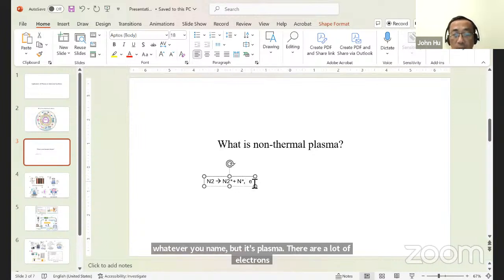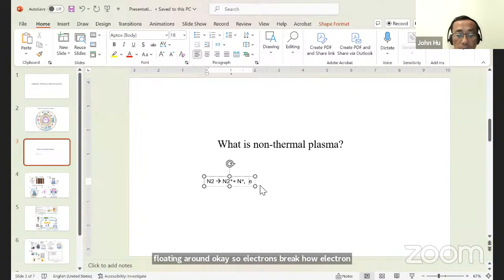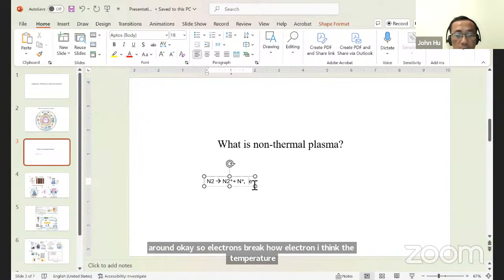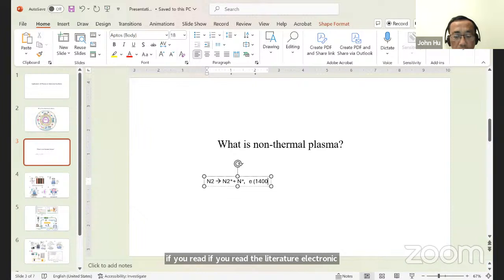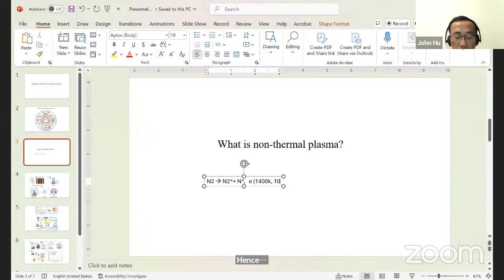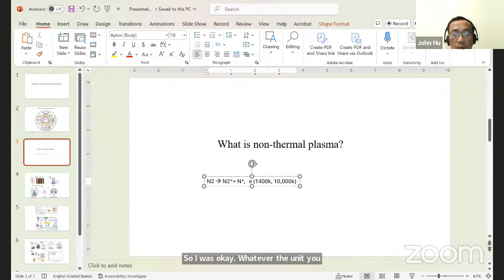If you read the literature, the electron temperature can go to, I think, somewhere around 1400 K, or maybe even tens of thousands, I would say 10,000 K. Whatever unit you name, I'm not good in Kelvin. That's the temperature.